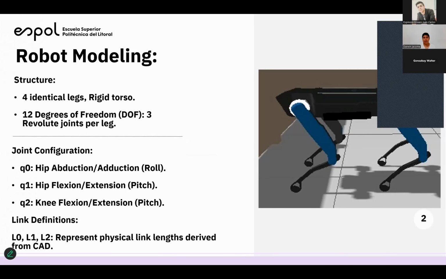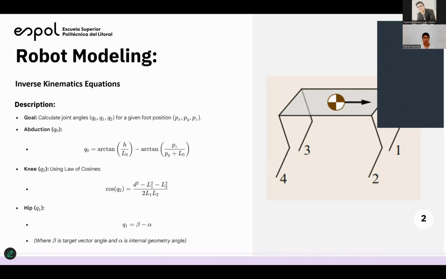The robot has a rigid body and four legs. It has 12 degrees of freedom in total. Each leg has three motors, one for roll and two for pitch. The dimensions come from our CAD design. In our project, we use the inverse kinematics for the legs. We calculate the angles for the motors. We use geometry and trigonometry to find the correct position for the foot.